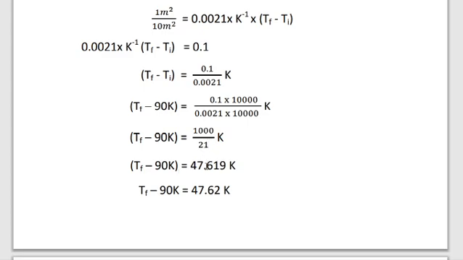So 1000 divided by 21, its answer is nearly equal to 47.619 Kelvin. We can round off: the 9 is more than 5, so we add 1, which gives 47.62 Kelvin. So TF, the final temperature, minus 90 Kelvin is equal to 47.62 Kelvin.